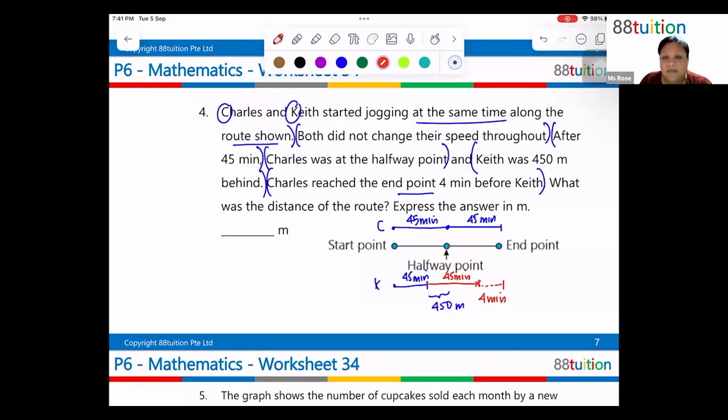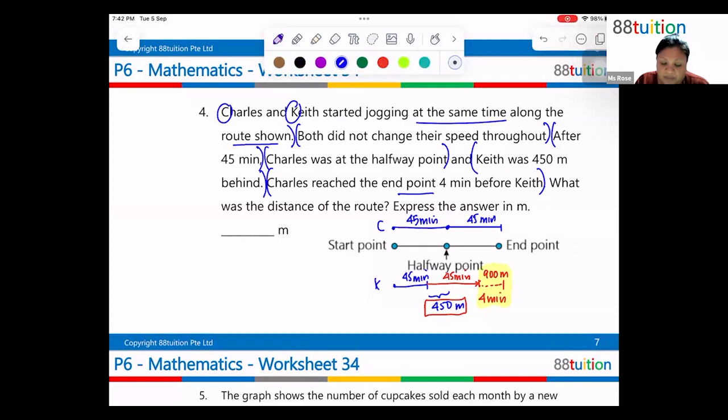Now, from here, what do we have? What information do we know? Now, remember, after every 45 minutes, there is an extra 450. So there are two 45s. That means this distance here is 900 meters. Can you see this? 900 meters.